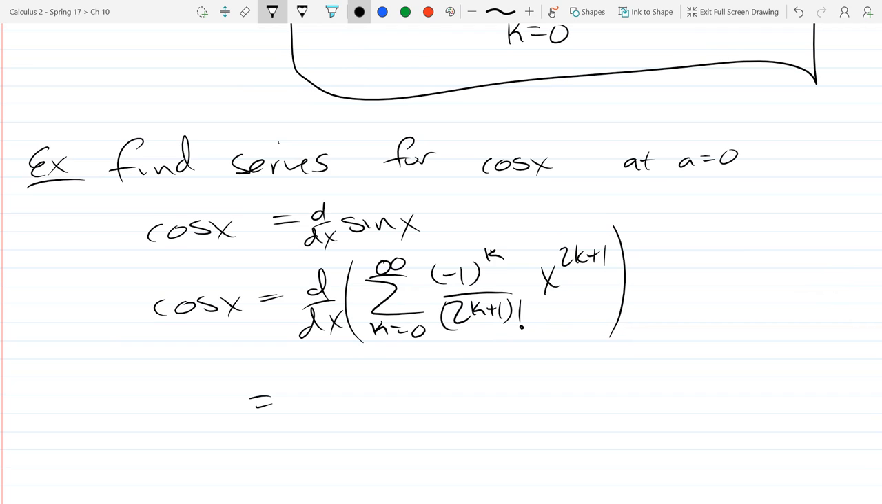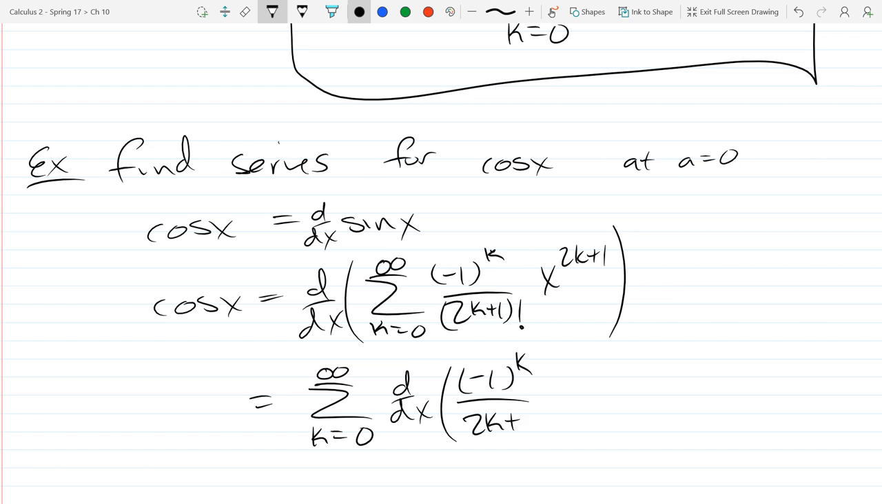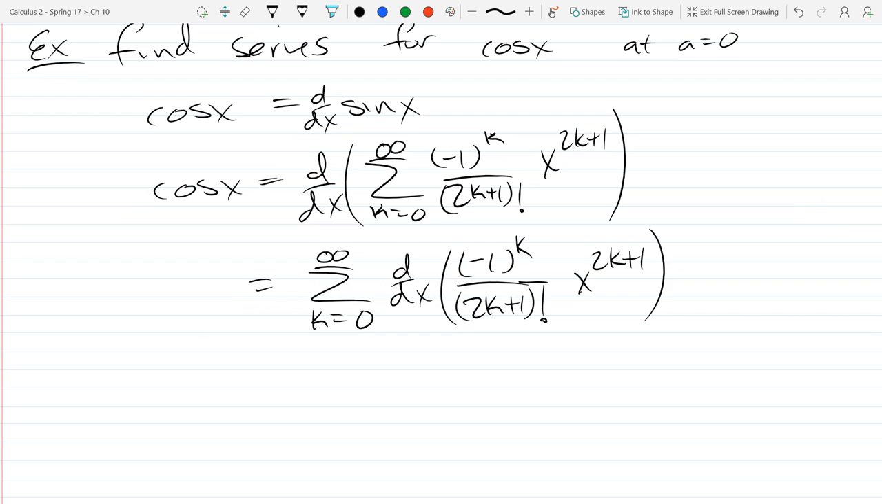So the derivative distributes across the sum, so I can use that sum property here. So I really need to only take the derivative of the individual terms. What is the derivative of negative 1 to the k over 2k plus 1 factorial times x to the 2k plus 1?